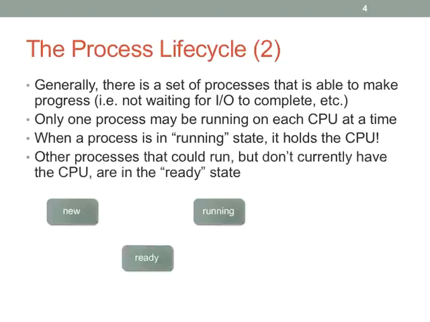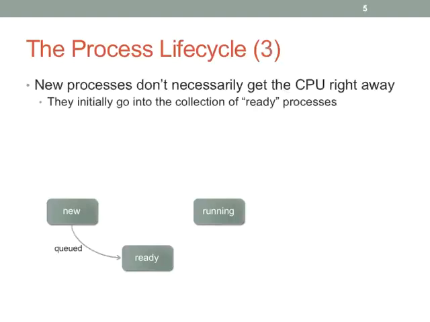We typically have many more processes than CPUs. And so we have ready processes which would like a CPU. They could make use of it, but you only have as many processes in a running state as you have CPUs. Okay, now, of course, you don't get the CPU right away, so processes will go into the ready state initially. And it's a collection. We typically call it a ready queue.